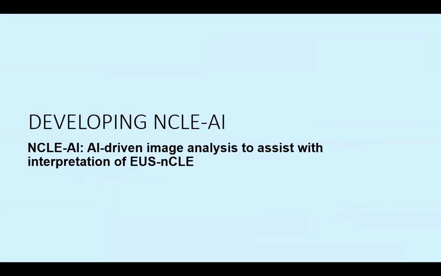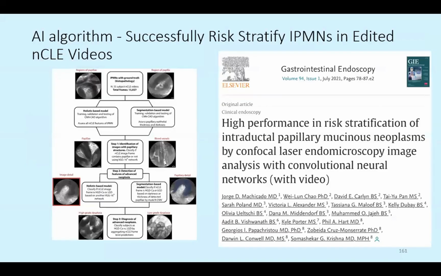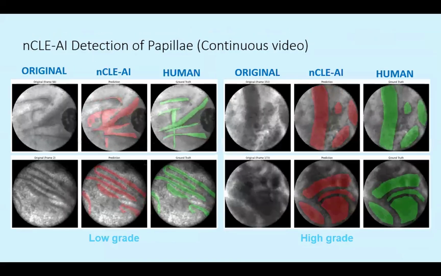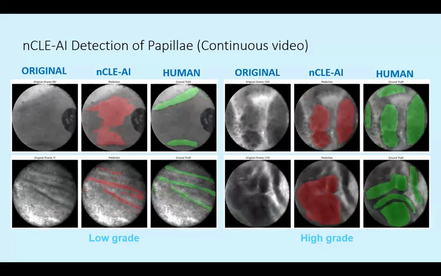And we call this nCLE AI, which is AI-driven image analysis to assist in interpretation of EUS endomicroscopy. We had an index manuscript about 4 years back. We used a smaller patient sample, and we also used edited videos. But over the last 4 years, it's been a slow and long process.